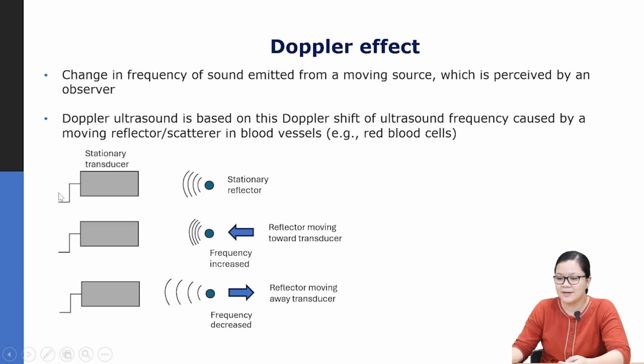For instance, right here, you have a stationary transducer sending a signal. A reflector that's not moving will send the same frequency back. Typically, the scatterers or reflectors in the blood vessels are your red blood cells, and that's what's being detected. If the reflector, or the red blood cells, are moving towards the transducer, then the frequency will increase. And if the reflector is moving away from the transducer, then the frequency is decreased.